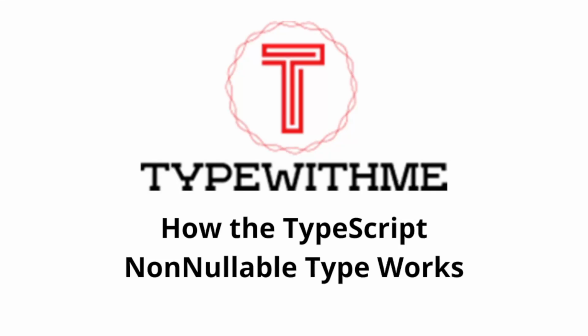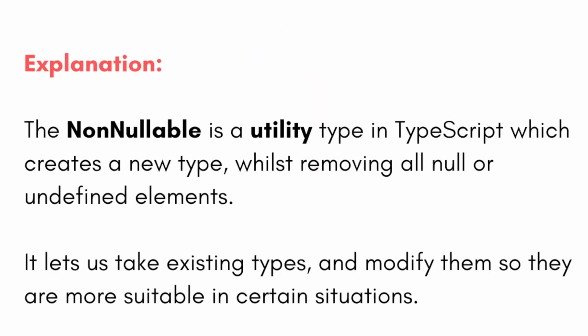In today's video I want to talk about how the TypeScript NonNullable type works. So first of all, a short explanation. NonNullable is a utility type in TypeScript which creates a new type whilst removing all null or undefined elements within that type. It lets us take existing types and modify them so they are more suitable in certain situations. So let's look into certain situations and examples so that at the end of this video I hope you have learned how to use and apply the NonNullable utility in TypeScript.